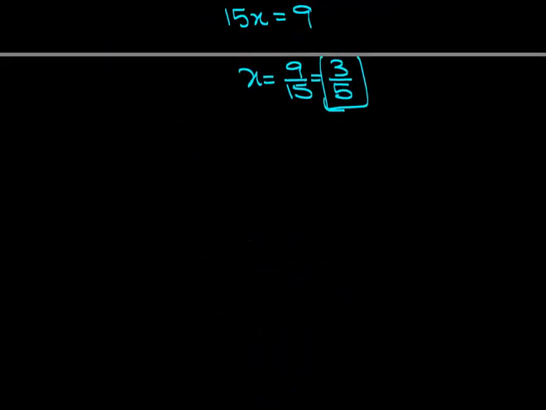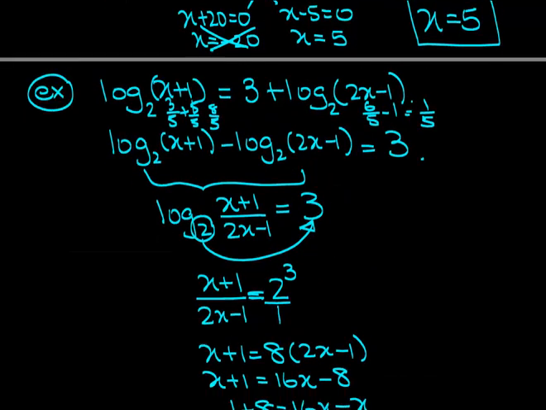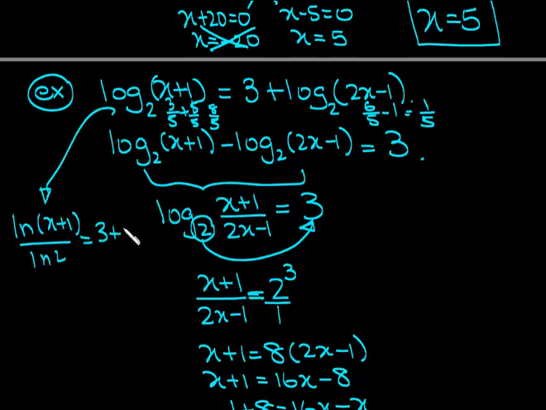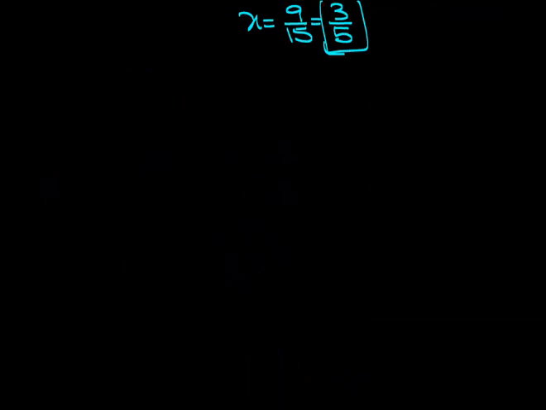So that is a good answer. And I'll leave it up to you to check it, but if you want to check it, you'll have to do a change of base. You'll have to write the left hand side as ln of x plus 1 over ln of 2. I did a change of base here. Should equal 3 plus ln of 2x minus 1 over ln of 2. So you'll have to do a change of base to do this, but it is something you can do. Okay, alright.